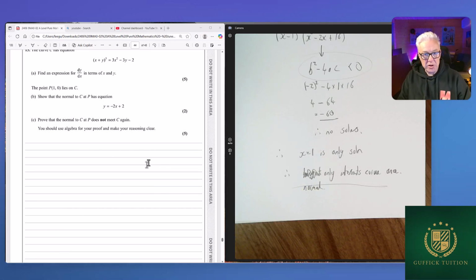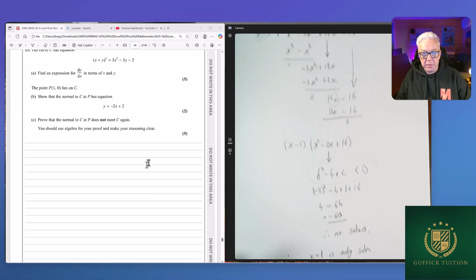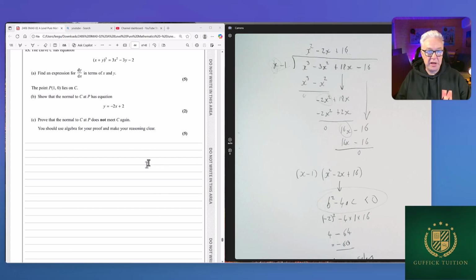So yeah, quite challenging that, but I think challenging but fair is the way I would describe question 15.